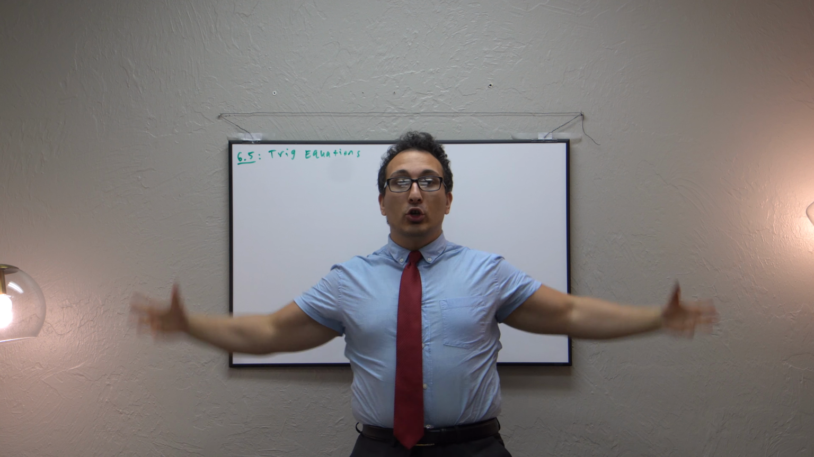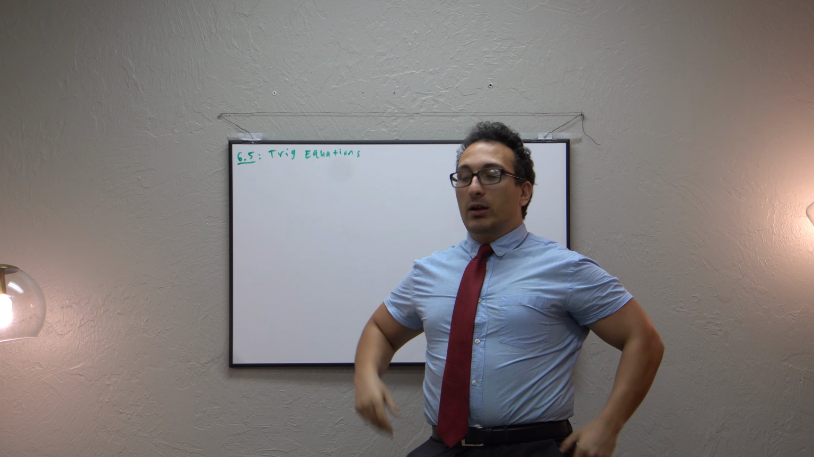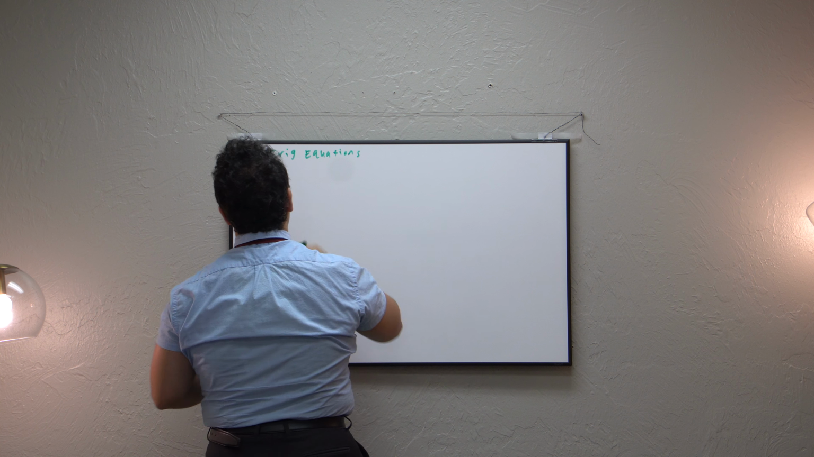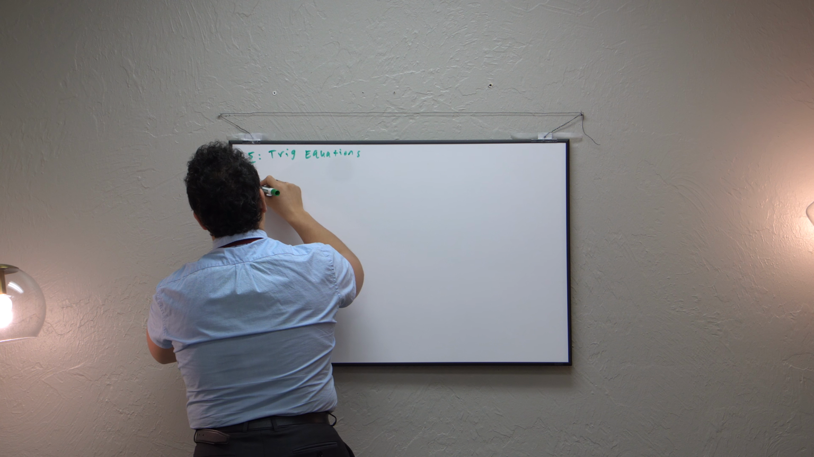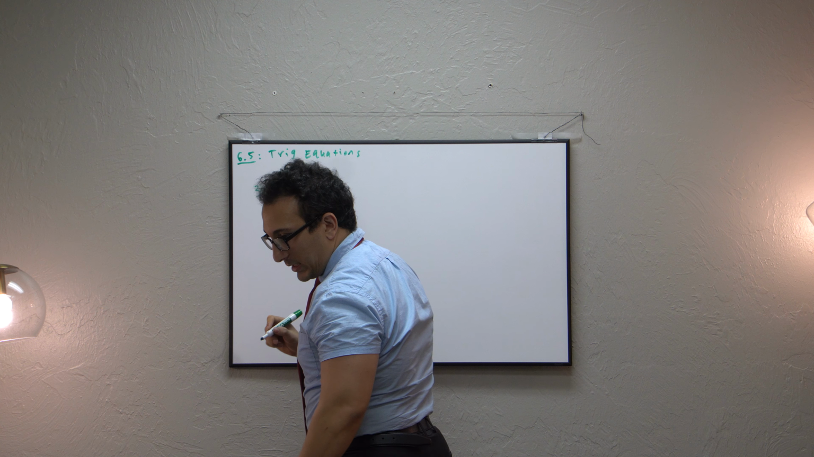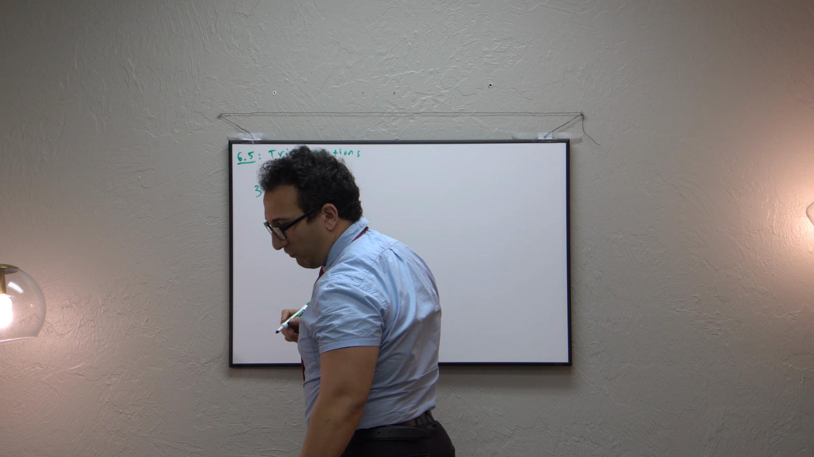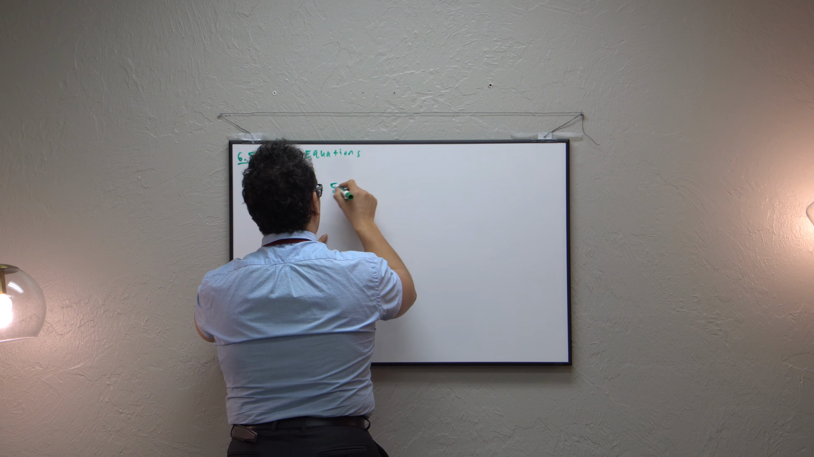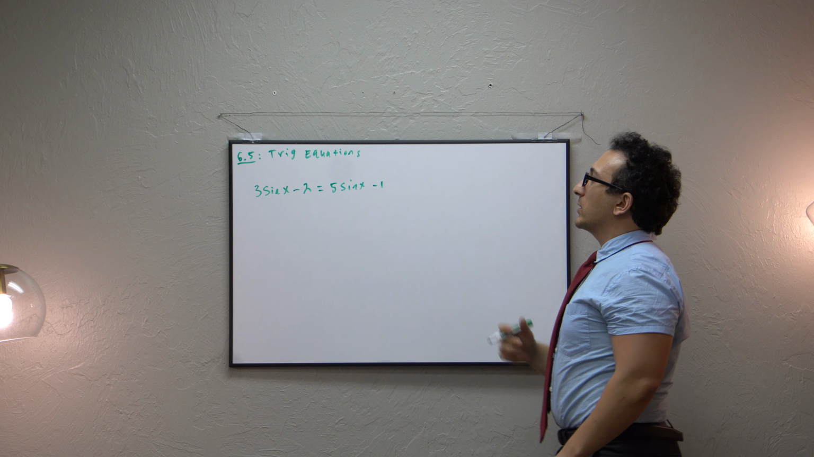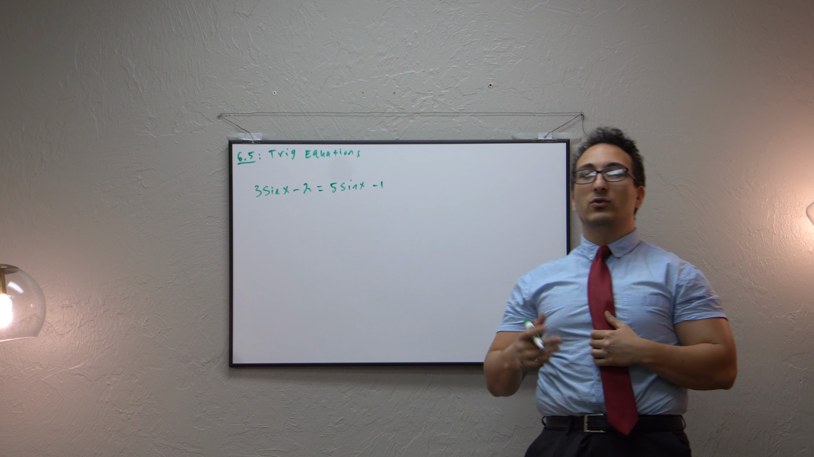We'll be talking about trigonometric equations. So now let's start to create an example for such a trig equation. We have 3 sine of x, let's say minus 2, is equal to 5 sine of x minus 1. In trigonometric equations, we are interested in solving for x as usual.